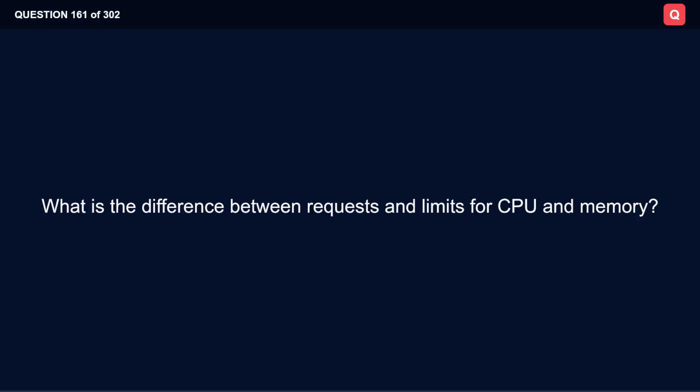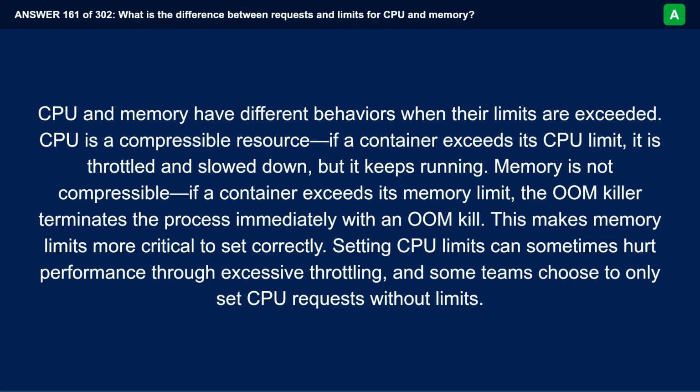What is the difference between requests and limits for CPU and memory? CPU and memory have different behaviors when their limits are exceeded. CPU is a compressible resource. If a container exceeds its CPU limit, it is throttled and slowed down, but it keeps running.